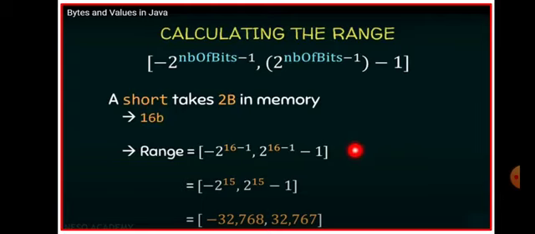You apply this formula over here, that is minus 2 to the power 16 minus 1, comma, 2 to the power 16 minus 1, minus 1, which is equal to minus 2 to the power 15, comma, 2 to the power 15 minus 1. And when you calculate this, the range is minus 32,768, that is the lower range, comma, 32,767 is the higher range. Always remember, range has the lower side and it also has the upper side.